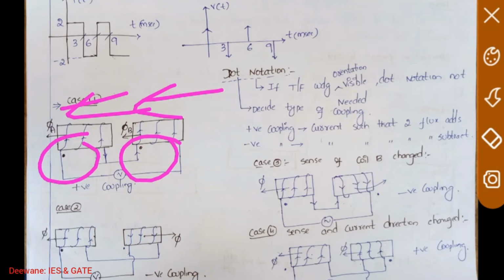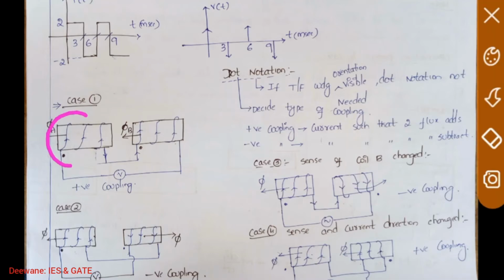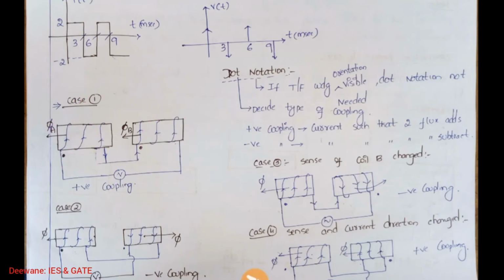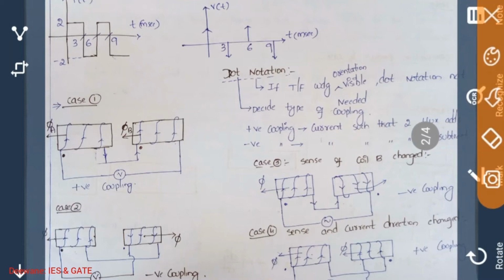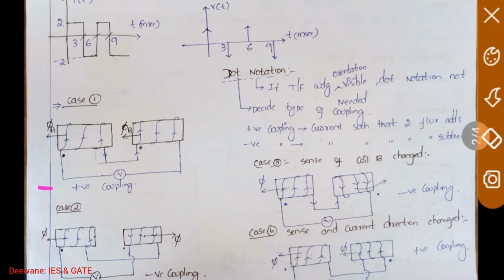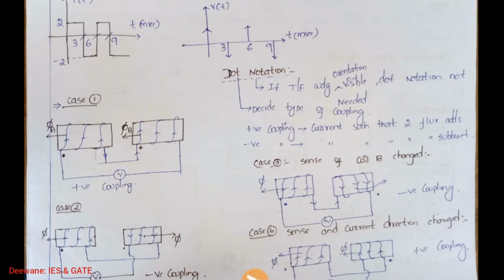How do you decide the dot? I assume the dot at the beginning of the two windings. It means you oriented the winding on this core like this, and on this core like this, and produce a flux. The dot is kept here, the current is flowing like this, and you kept a dot here. So this is positive coupling. Now move to case 2.